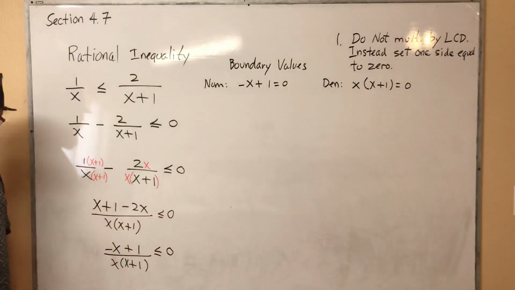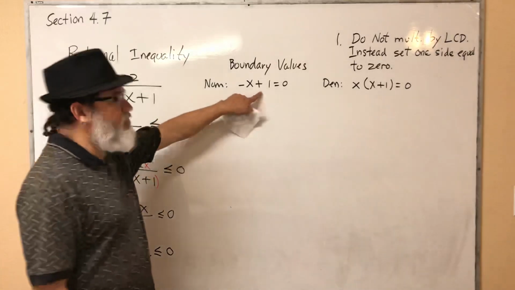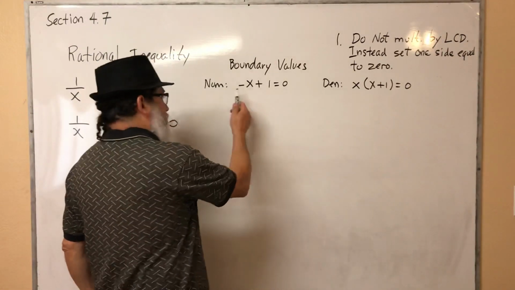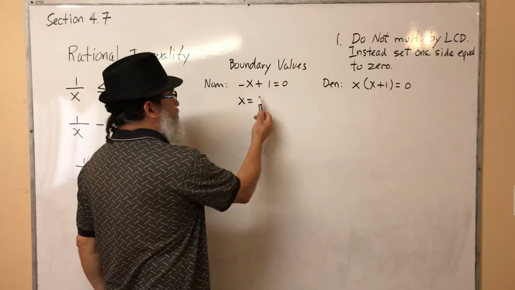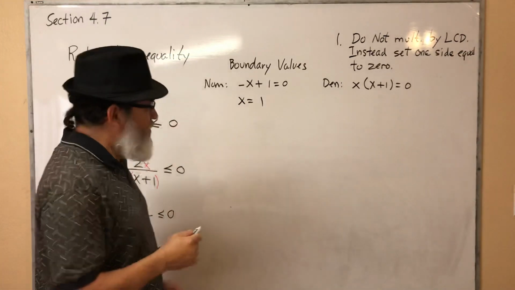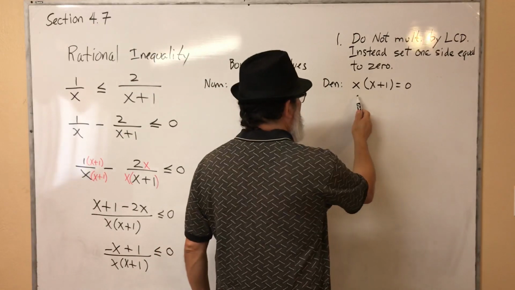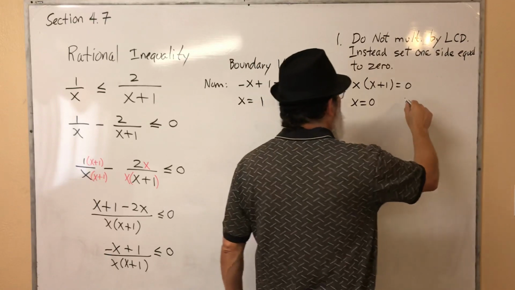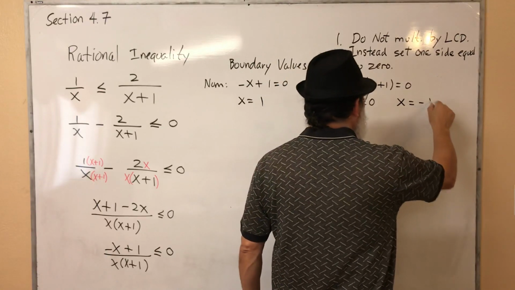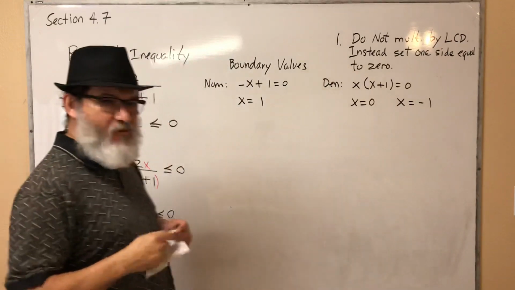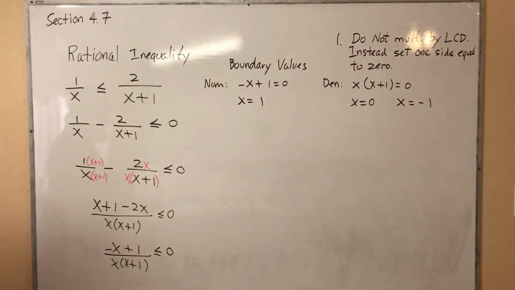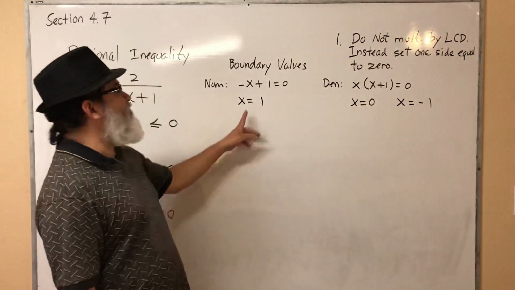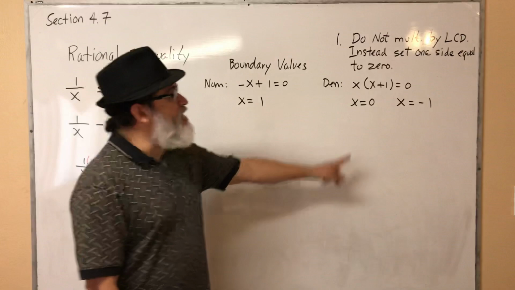I'm trying to find the boundary values. Solve this: x equals 1. And solve this: x equals 0 or x equals -1. These are the boundary values. We got 3 boundary values. 1 came from the numerator and 2 came from the denominator. Look.